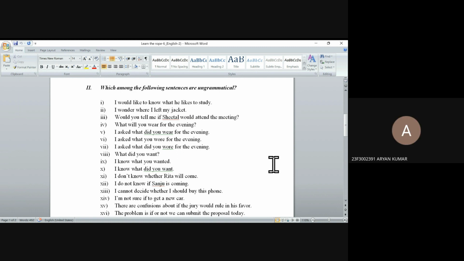Ma'am, we can say that in a question clause, after the WH part, the sentence will be affirmative. The sentence will be affirmative, like in every tense.